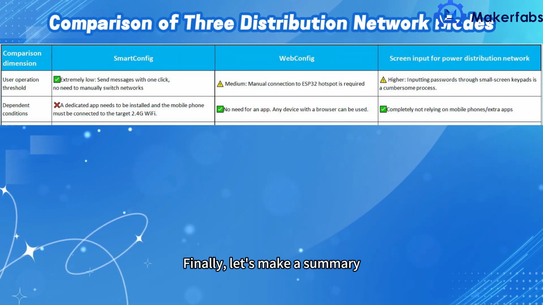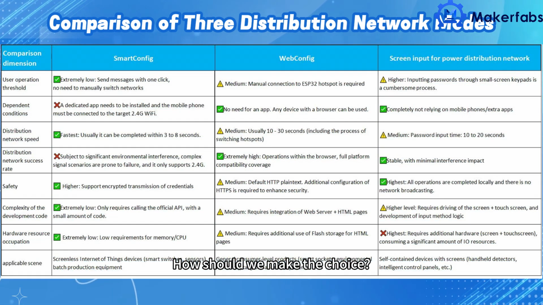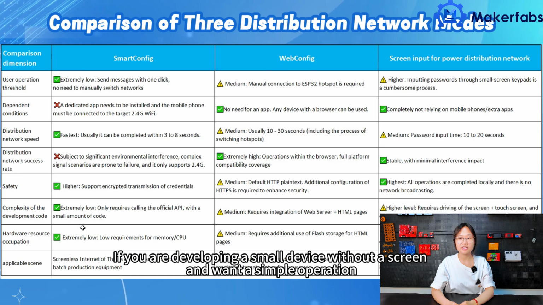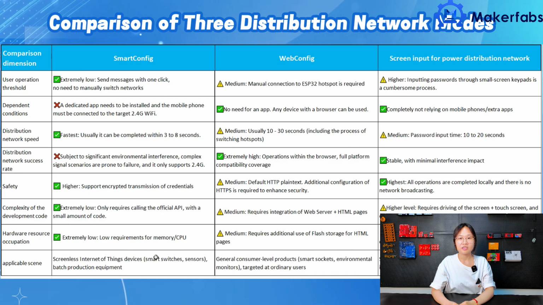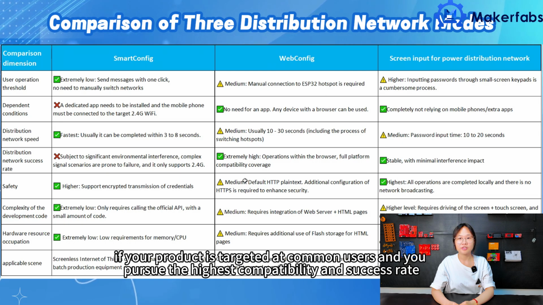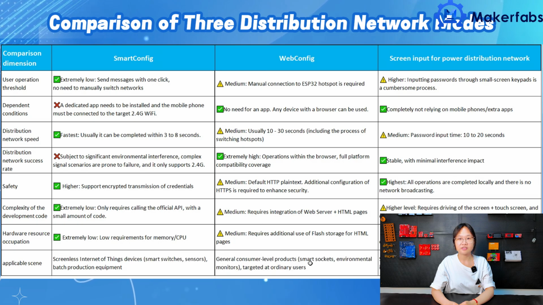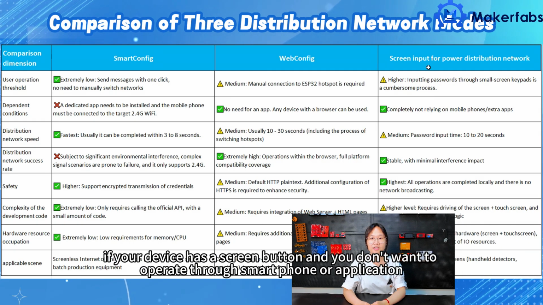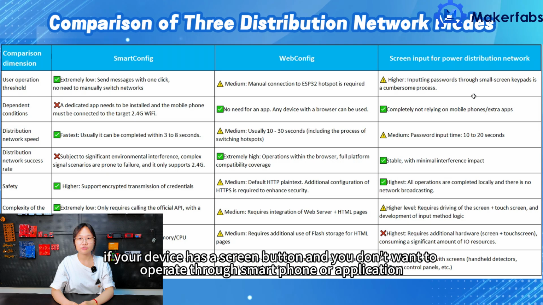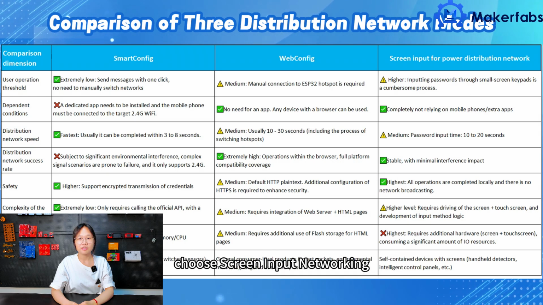Finally, let's make a summary. How should we make the choice? If you are developing a smart device without a screen and want a simple operation, choose SmartConfig. If your product is targeted at common users and you pursue the highest compatibility and success rate, choose WebConfig. If your device has a screen and buttons and you don't want to operate through a smartphone or application, choose Screen Input Networking.